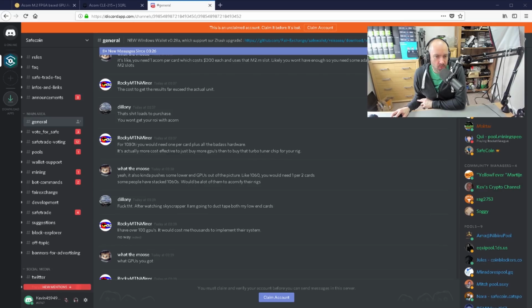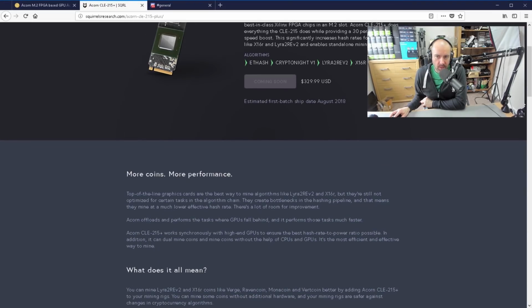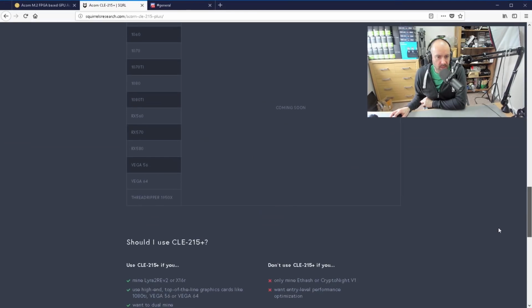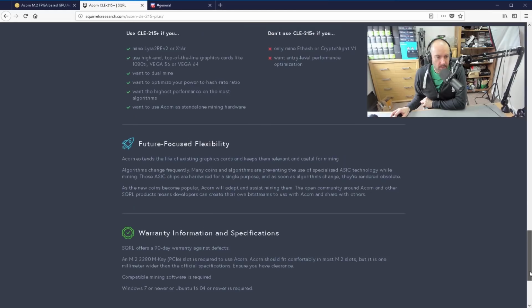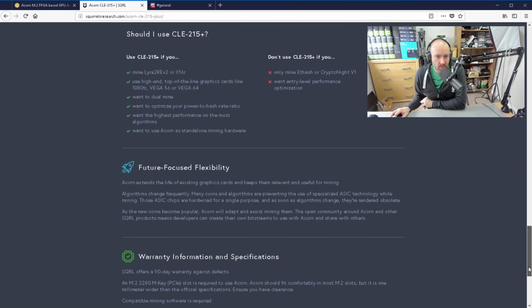Yeah, it kind of pushes some lower-end GPUs out of the picture. Like 1060, you would need one per two cards. Some people have stacked 1060s. Now, I didn't see any note of that there, as far as you needing one per card or something.